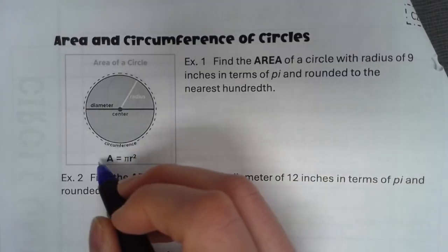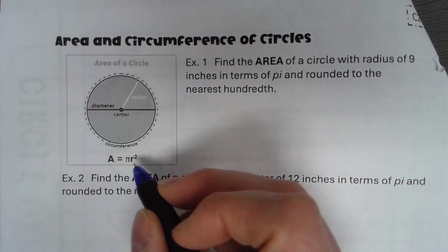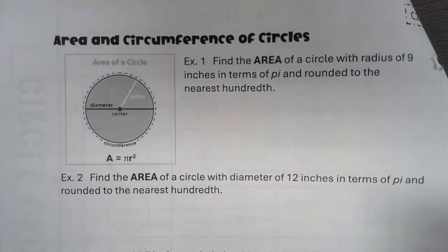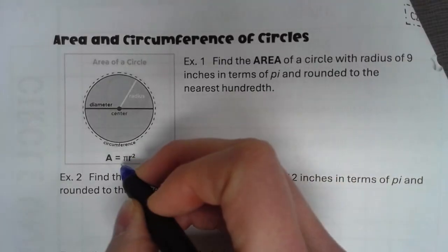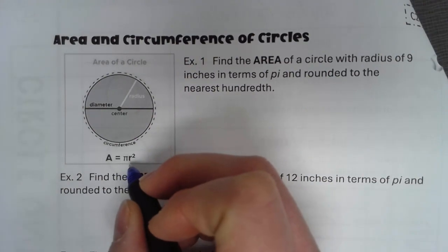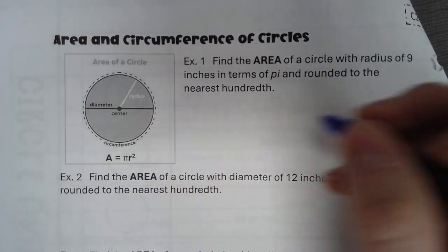For area, you've probably heard this is a very famous formula. Area is pi times the radius squared. Pi times the radius squared. Now pi is an irrational number. It's also called a transcendental number. You've probably heard it expressed as about 3.14.